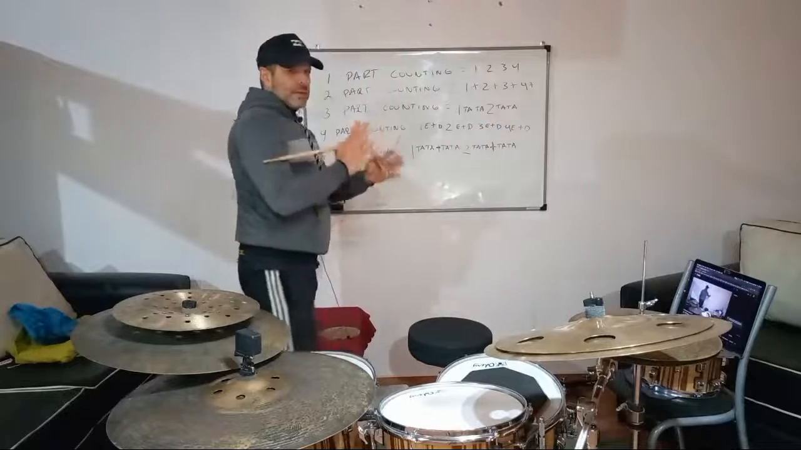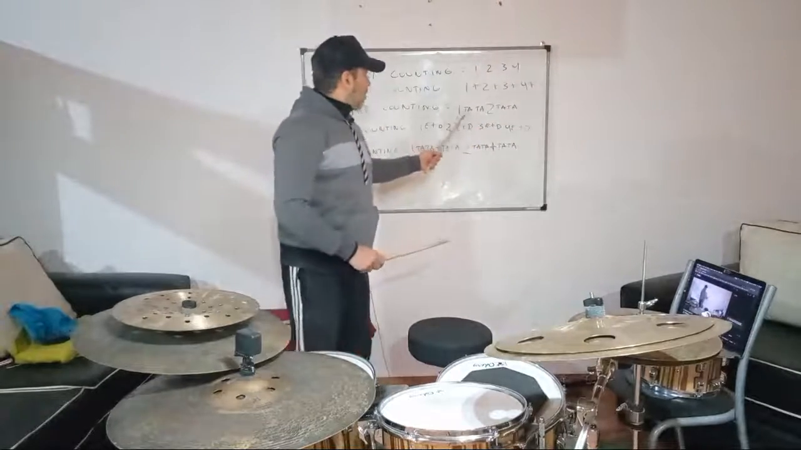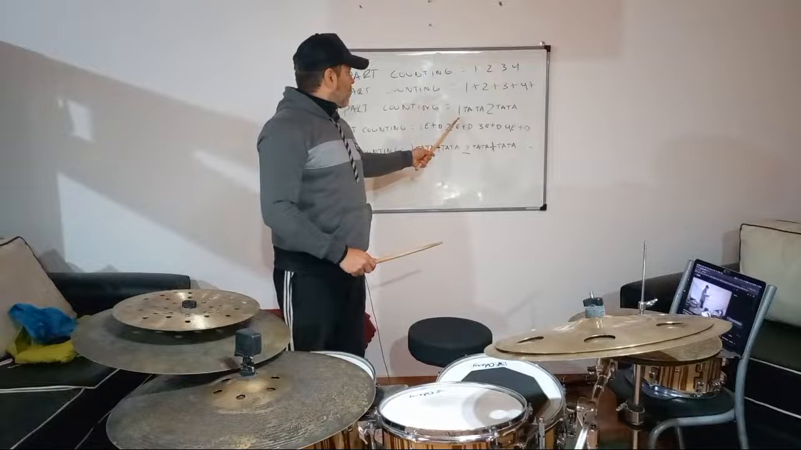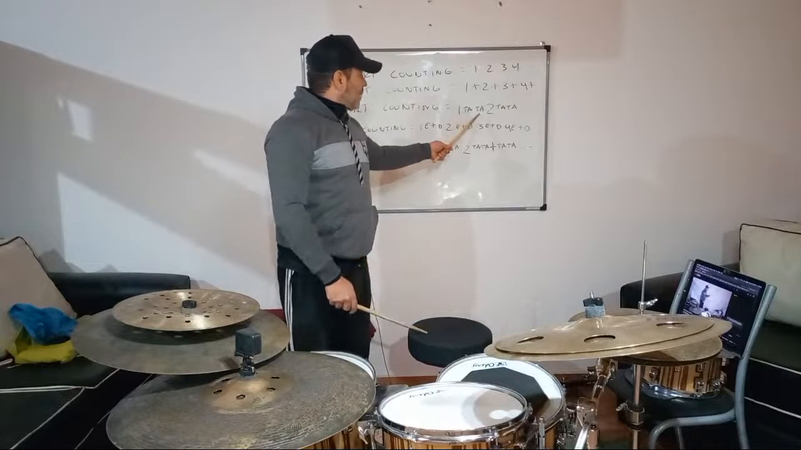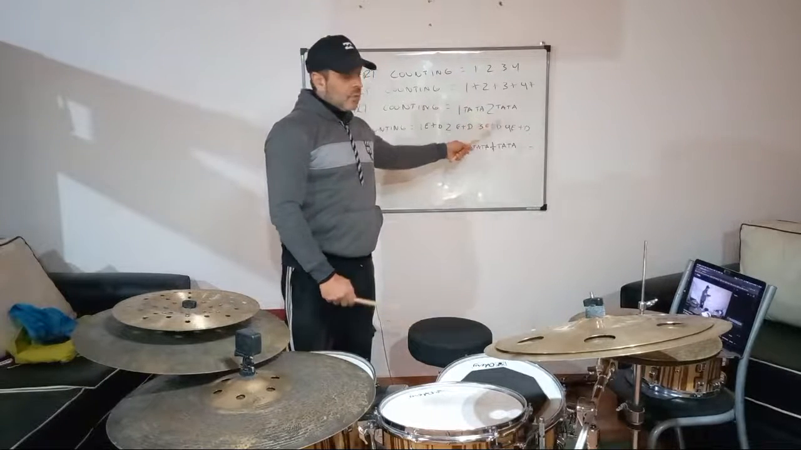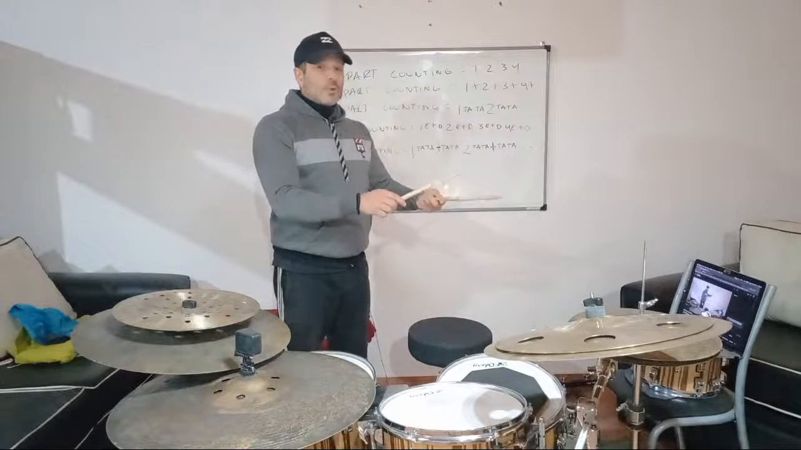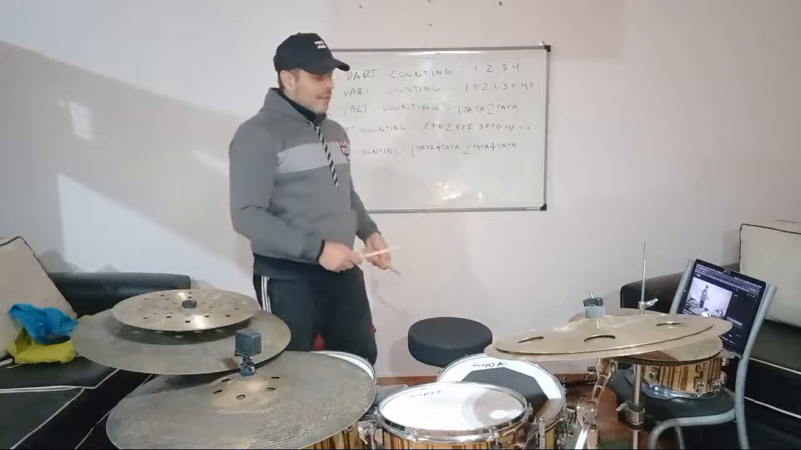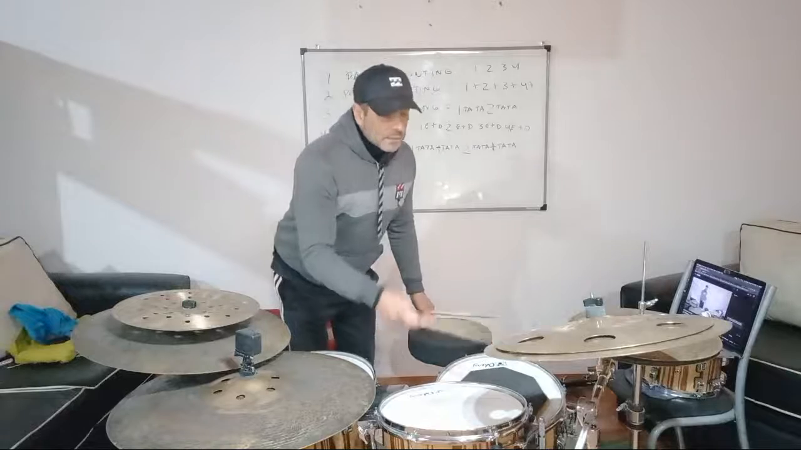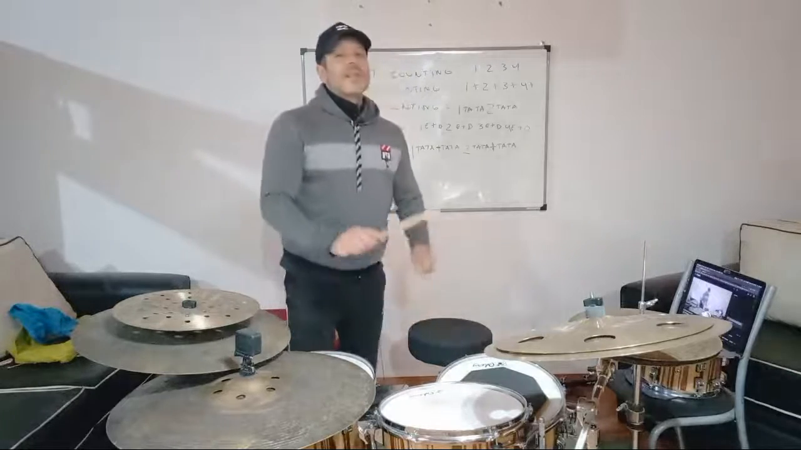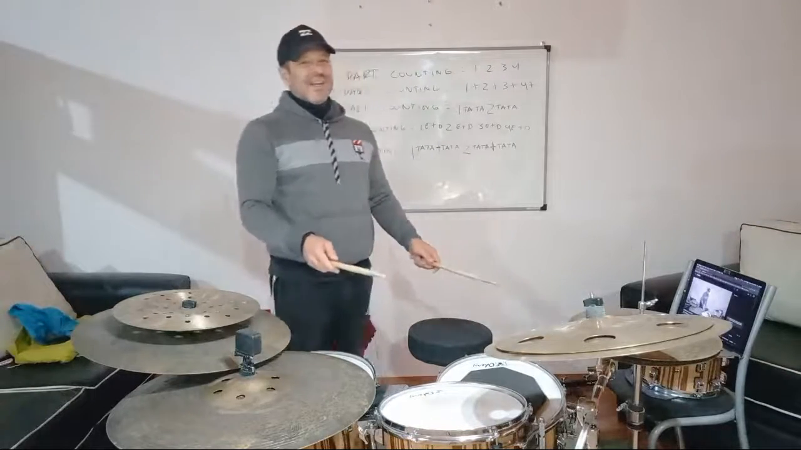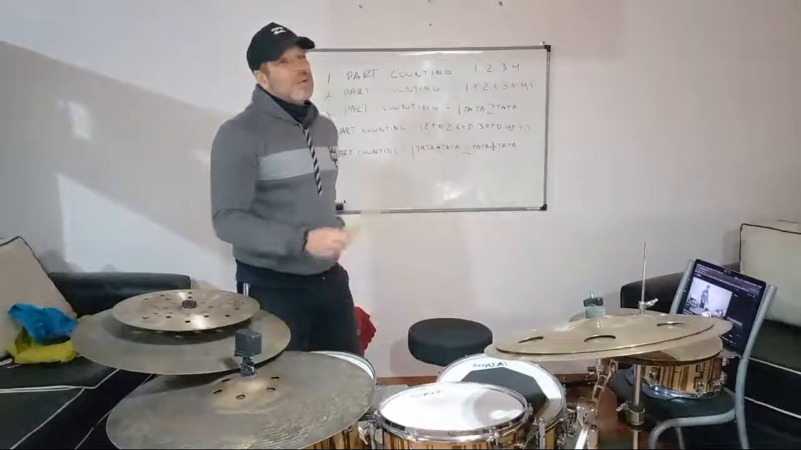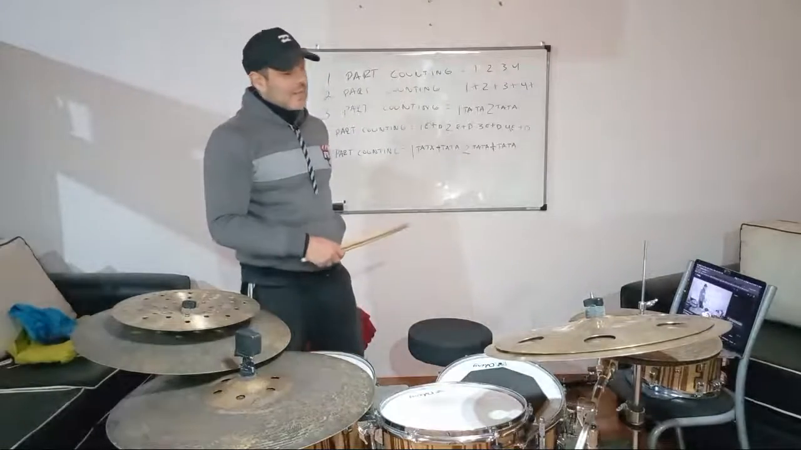All right, the first set of triplets is going to fall on the 1, the second ta of 1, and the first ta of 2. 1 ta ta 2 ta ta. Okay, it's not this: 1 you ta ta ta ta ta ta. That's not a triplet.